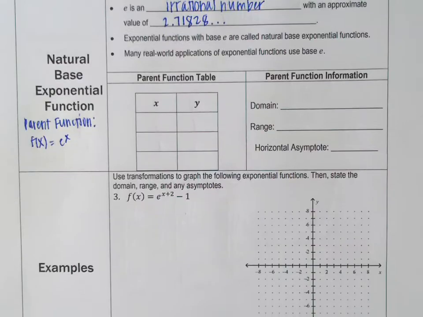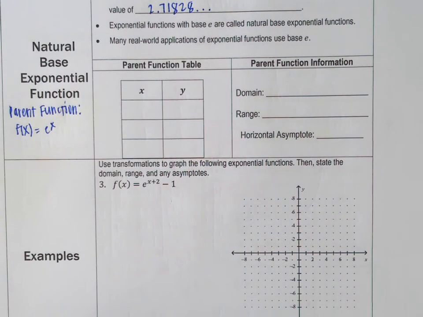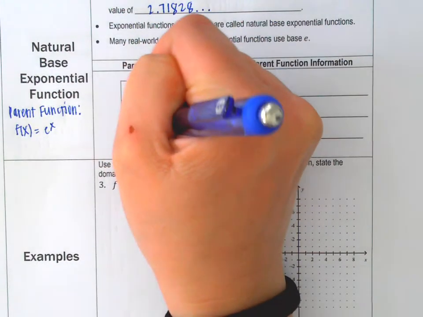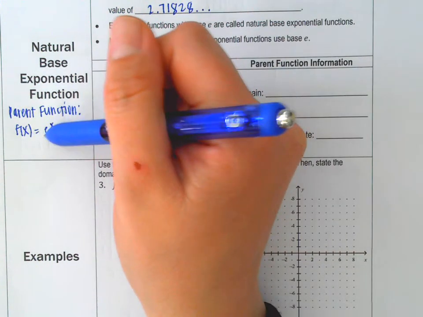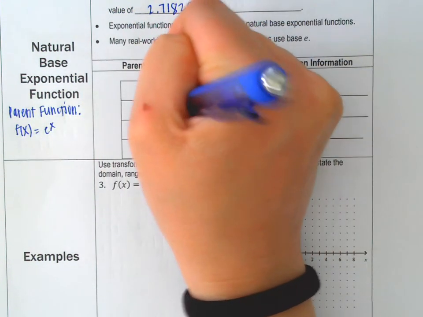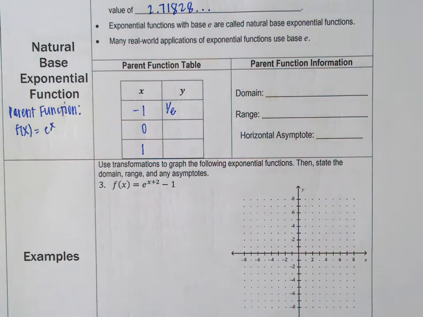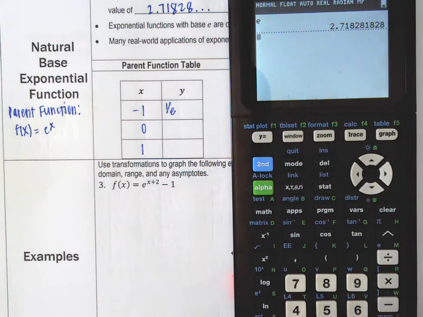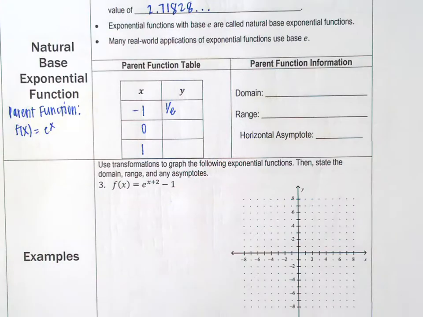So my parent function table, really none of this is different. We didn't even have to do a different table or anything. My x values are always going to use -1, 0, 1. And then my y values, well, e to the -1 is just 1 over e. Now, as a decimal, because when I'm graphing, I like to think about decimals, we can just plug that into our calculator. 1 divided by e, remember that's the division sign, 0.37 approximately.